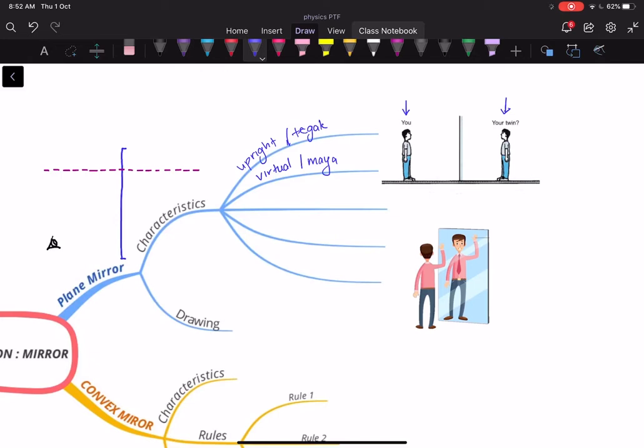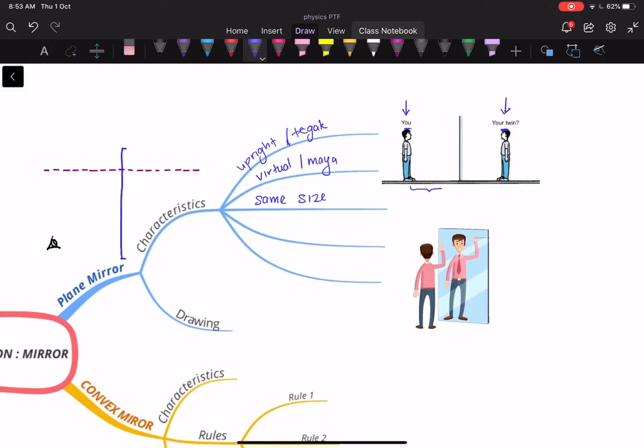Next thing that you need to know here is the size, yourself and the twin that you see in the mirror. Okay, the size is always going to be the same. Takkanlah you tengok dalam cermin tiba-tiba you nampak lebih gemuk atau lebih pendek sebagainya. Tidak, right? So you're going to be exactly looking alike here. You look like a twin when you're looking at yourself in a normal plane mirror. So the next thing here you can say it is same size ataupun sama size. That's the third characteristic.